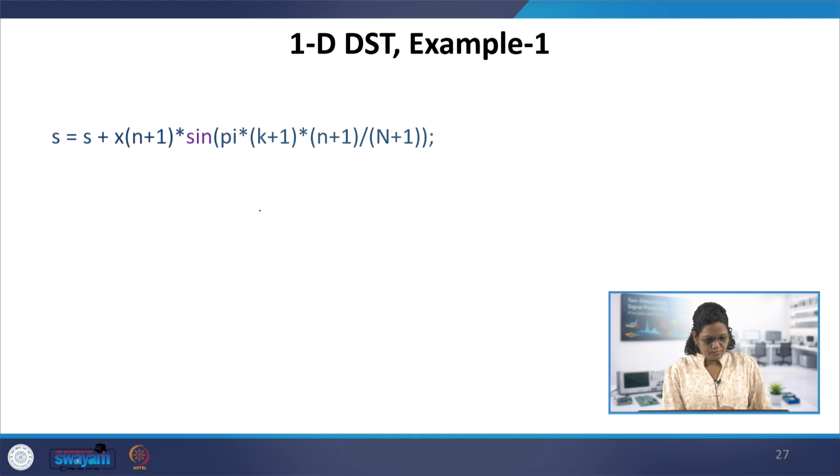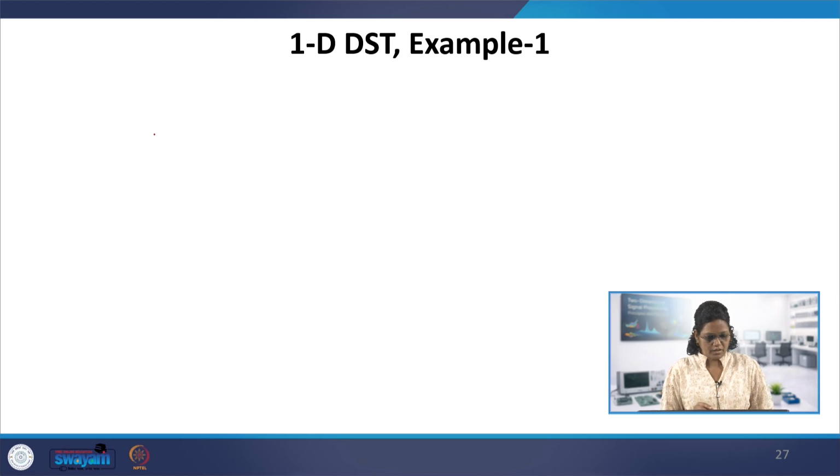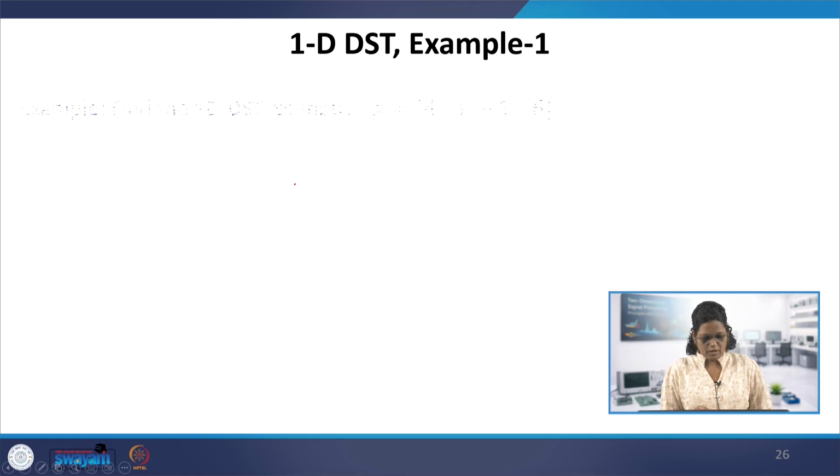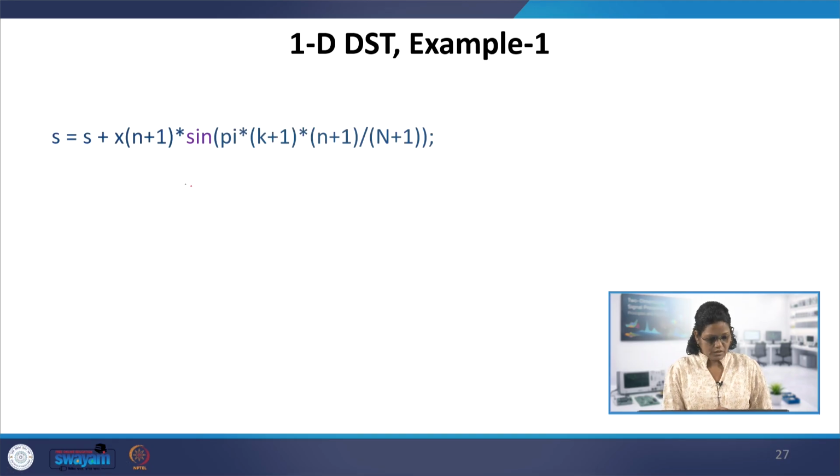And this summation, the equation which we had here, is the summation with n varying from 0 to n minus 1. In this case we have done it over here. S equal to s plus x of n plus 1 into sine of pi times k plus 1 into n plus 1 by n plus 1. So just implementing this equation, sine of that, and summing it with the previous values. That's what we had done.